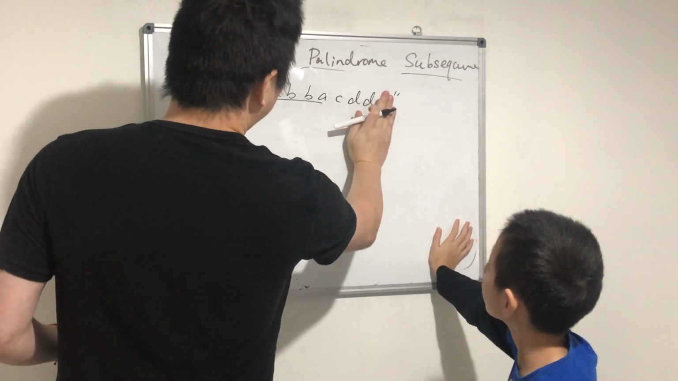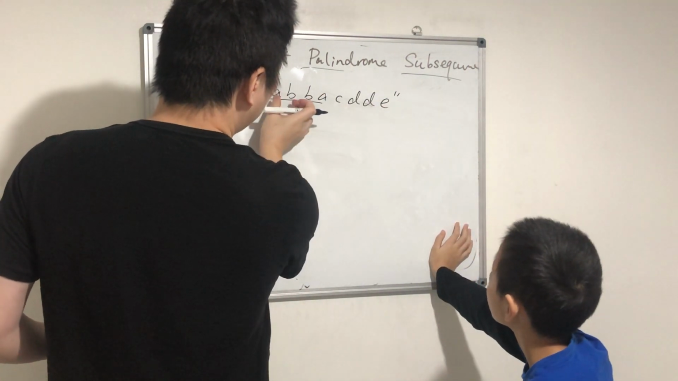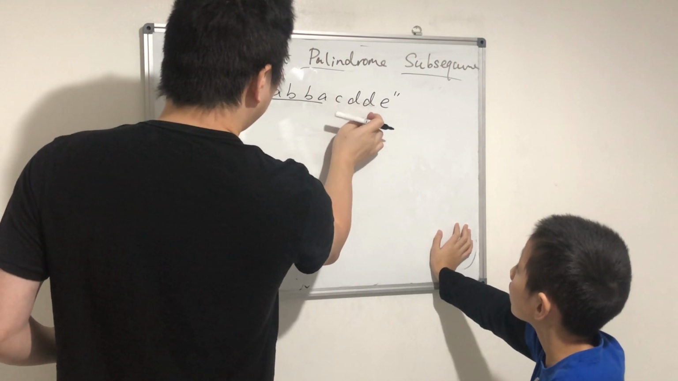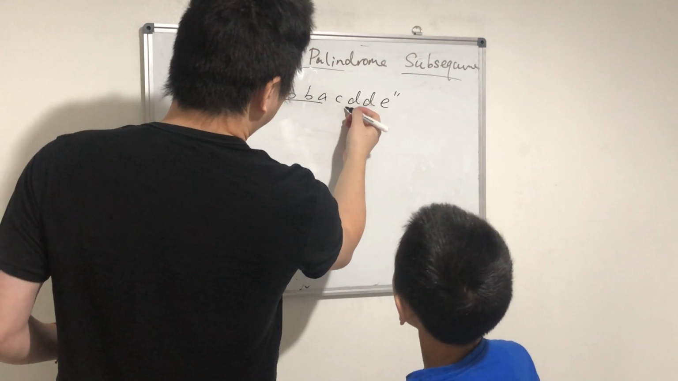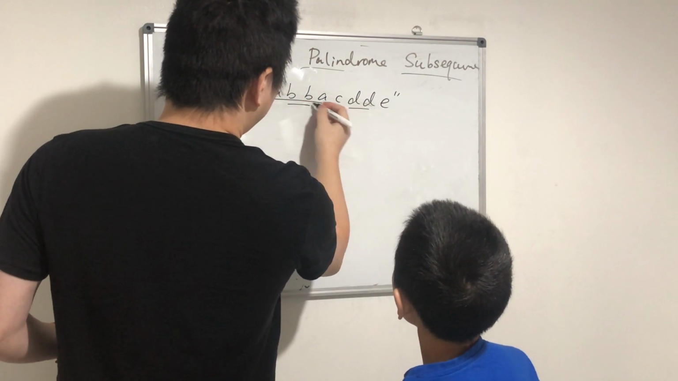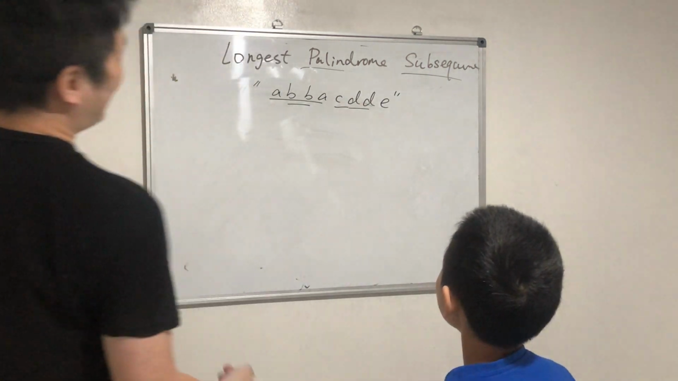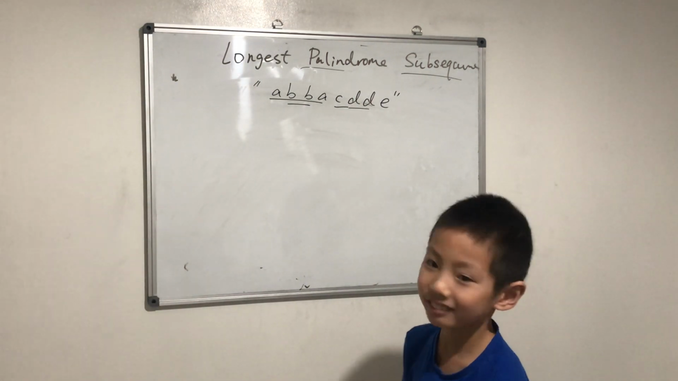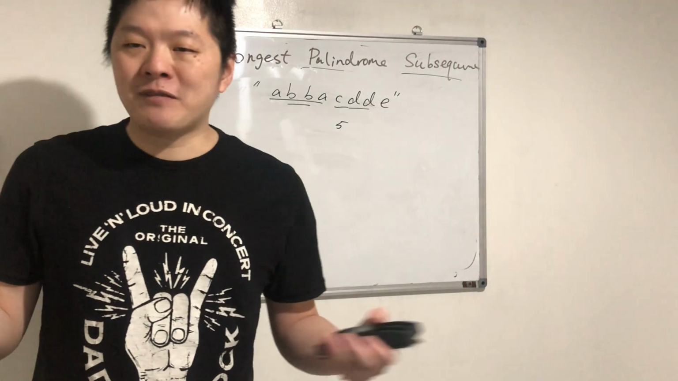Because you can't have E, right? Because there's no other E, and you need 2 E's. C, D, D, E... B, B, C, D, D. C, D, D. Well done. Yeah, that's 5. Well done. That's good. So 5. Do you have any other approach?